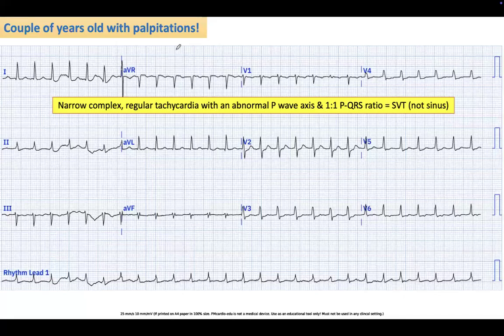Well, we cannot identify a P wave. So you cannot identify a P wave with confidence. So it's a narrow complex regular tachycardia with an abnormal P wave because you cannot identify it being sinus. So this is also called SVT. Then we would say, because you want to study the RP interval, but you cannot see a P wave very clearly.